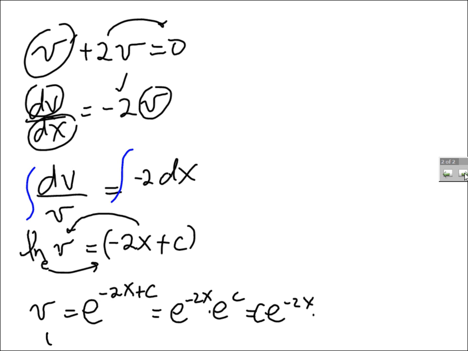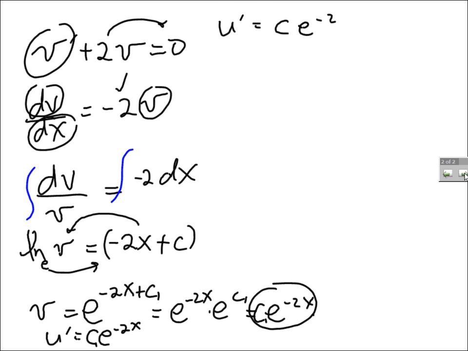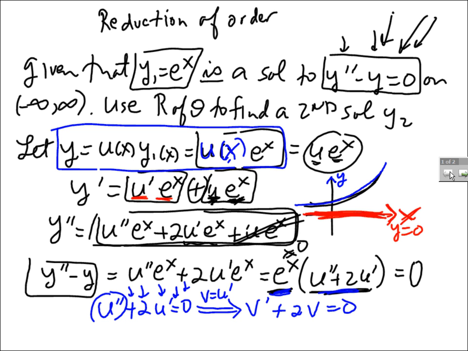But remember, v was u prime. Okay, so this here is where u prime equals, and I'm anticipating another constant, so I'm going to call these c1. So we now know that u prime is c e to the negative 2x. But remember, we want to find out what u is. We want to find out what u is, multiply it by e to the x, and then say we have y2. Okay, maybe we should call it y sub 2.